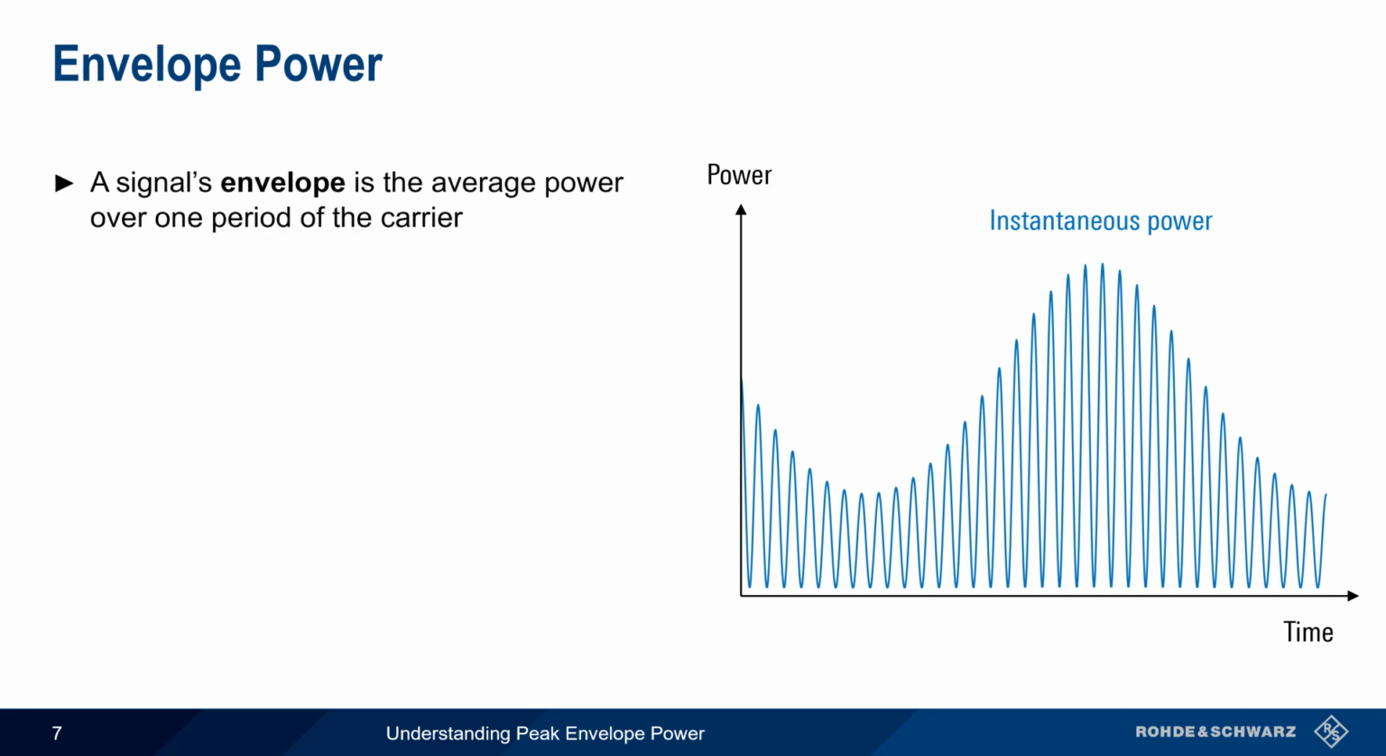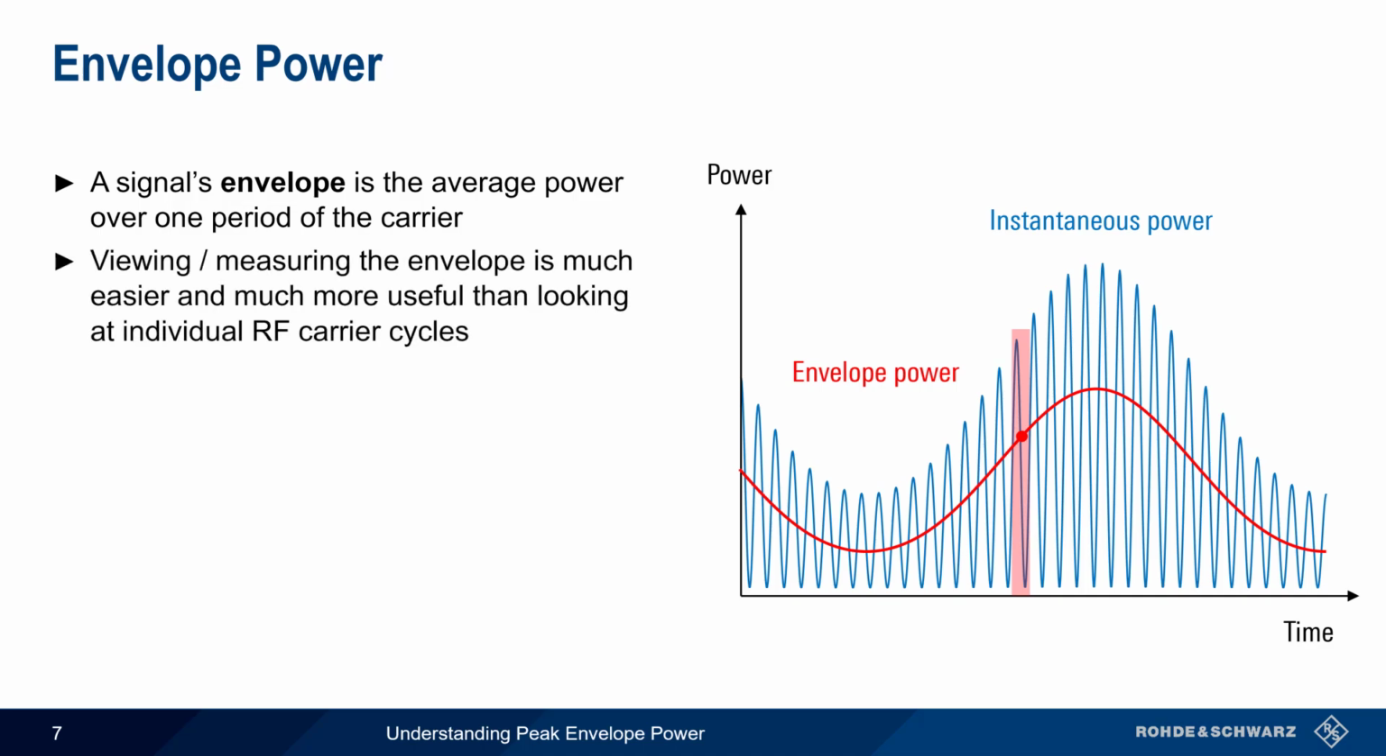A signal's envelope is defined as the average power over one period of the carrier. For example, in the figure on the right, this shaded region is one cycle of the RF carrier. The envelope power would be the average power over this single cycle, which we'll represent by this red dot. If we were to repeat this for each carrier cycle, the result would be a line that looks like this, and this line is the envelope power.